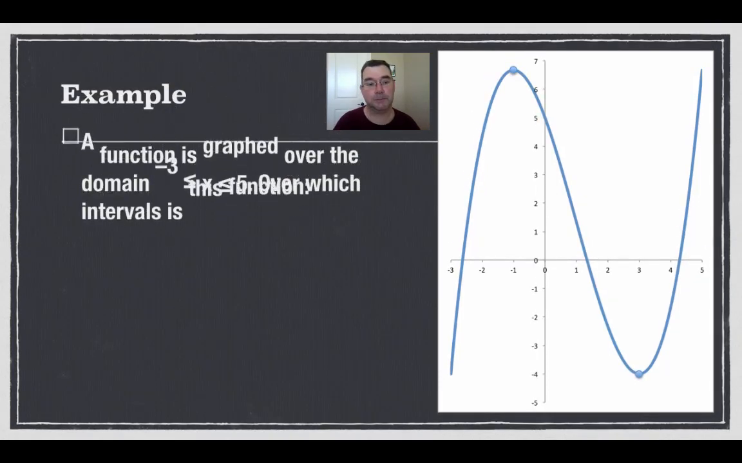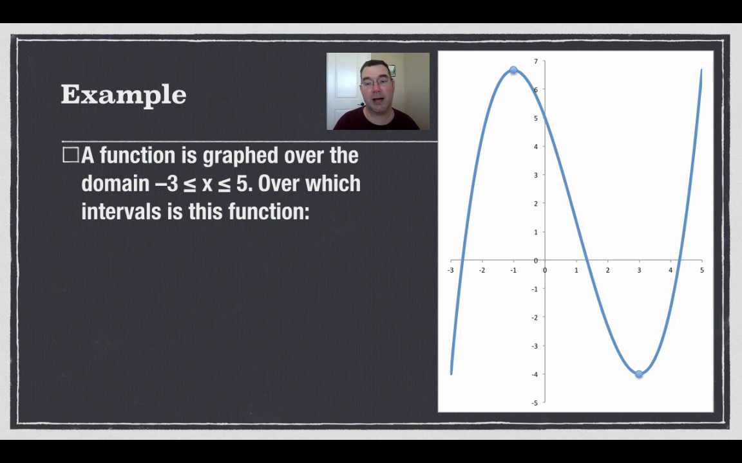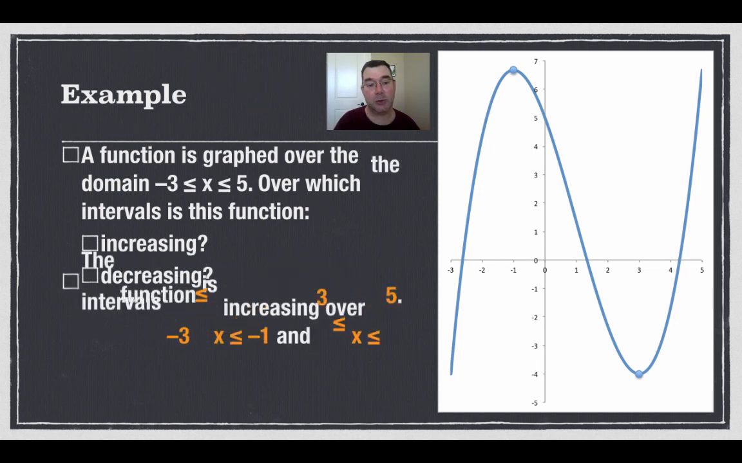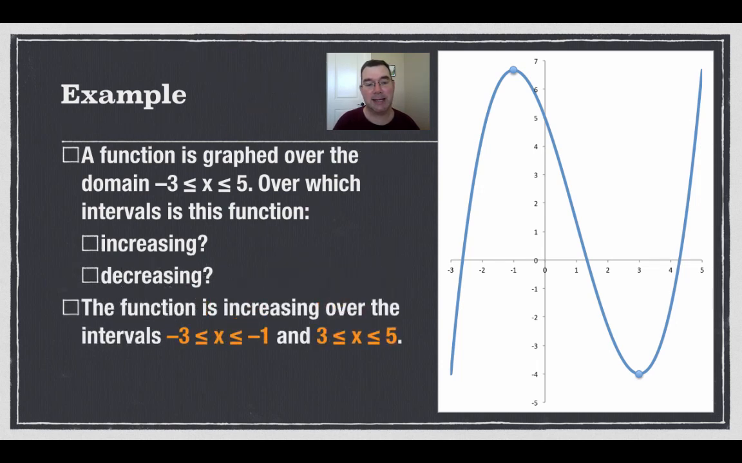So here's an example. I have a function, it's graphed over the domain from -3 to 5, including -3 and including 5. And I want to know over which intervals the function is increasing, over which intervals it is decreasing. So just looking at the graph, I can see that it goes up and to the right everywhere from x equals -3 all the way up to that high point there at x equals -1.